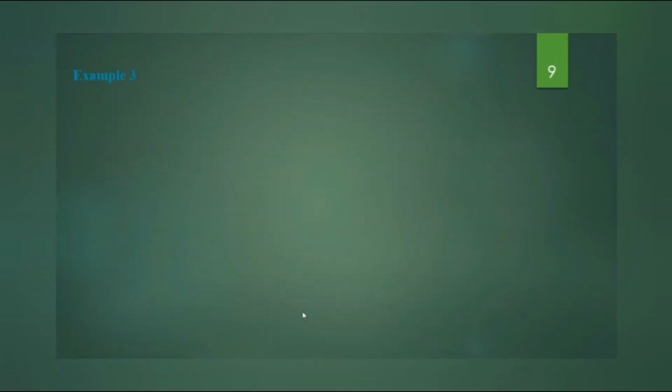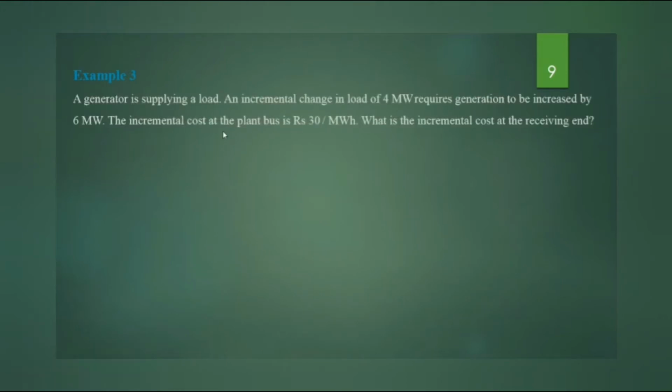Now we solve some examples based on this method. A generator is supplying a load. An incremental change in load of 4 MW requires generation to be increased by 6 MW. The incremental cost at the plant bus is 30 rupees per megawatt hour. What is the incremental cost at the receiving end?